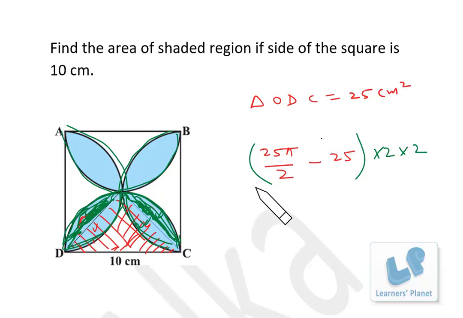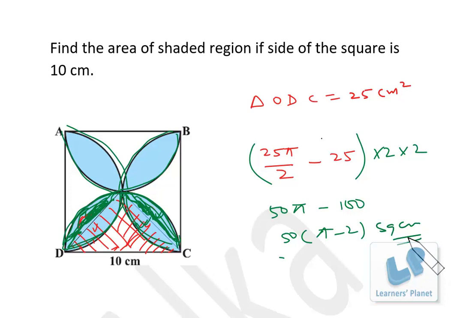Now the remaining thing depends upon the options. If you have been given the options in pi, then mark the answer accordingly. If anything else, then you have to calculate. So it is 25 pi by 2 minus 25, into 4. So it is 50 pi minus 100, or you can say 50 pi minus 100 centimeter square, right? So you see, hardly any paperwork is required and the problem can be done very easily.